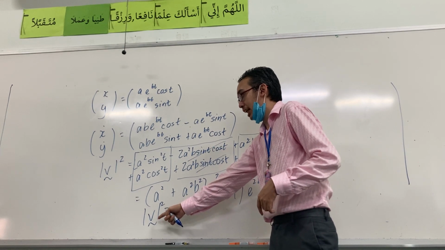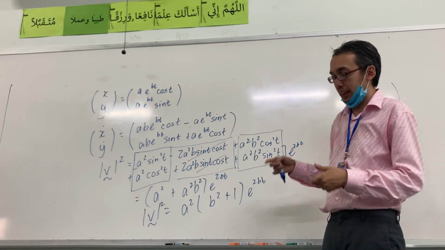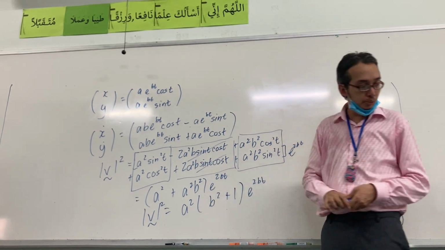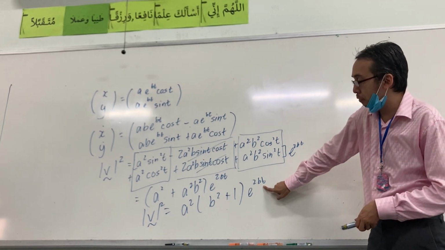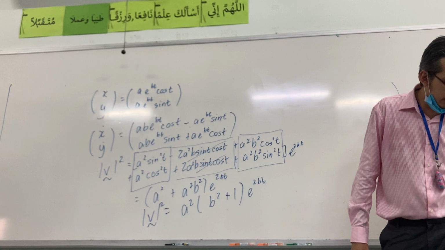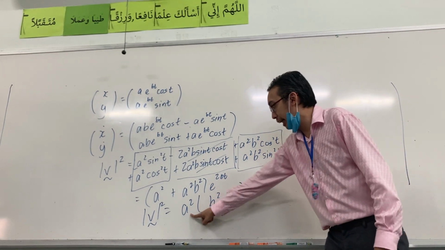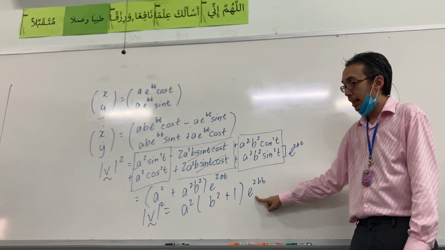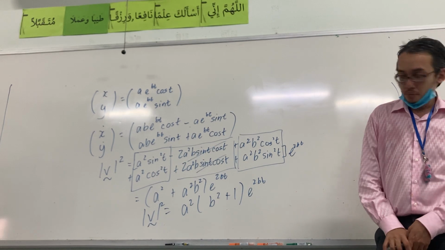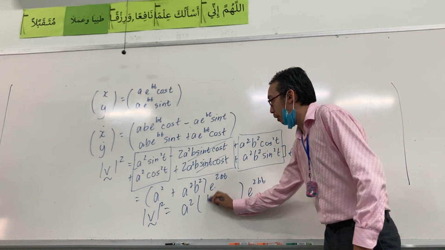That means after here, you square root this thing. Then this one becomes A, this one becomes square root of B square plus 1, and then this one, 2BT, if you square root it becomes BT only. Okay, and it will leave you with the answer that you want. The magnitude of velocity is A, and then e to the BT, and then square root of whatever is in this bracket. Oh sorry, it's 1 plus B square. 1 plus B square.